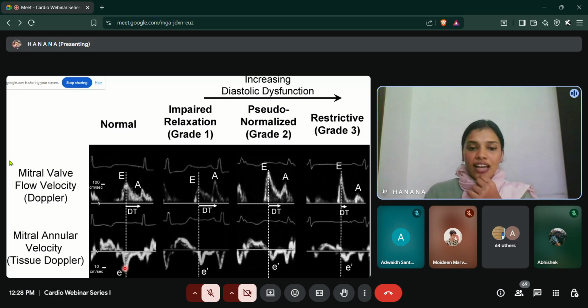And also look at the E dash of this patient. Here this amplitude is nearly 10 centimeters per second. Sorry, 10 centimeters per second. And here, when going till here, it is almost nearly 5 or 3. Okay, it is reducing.